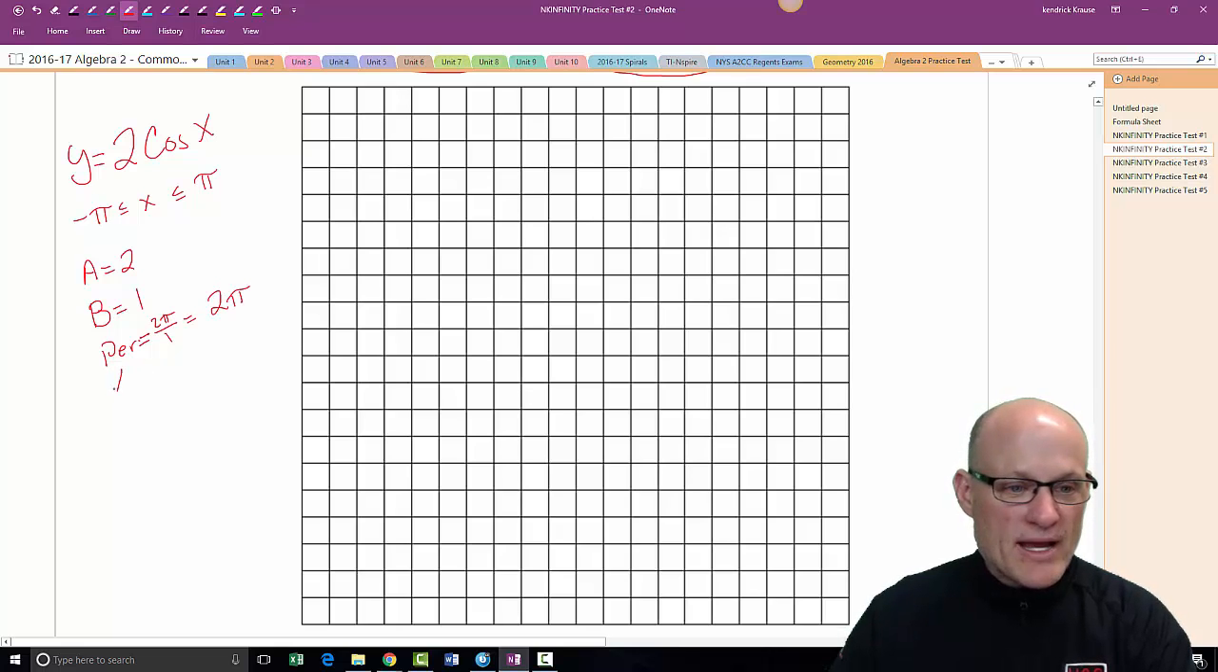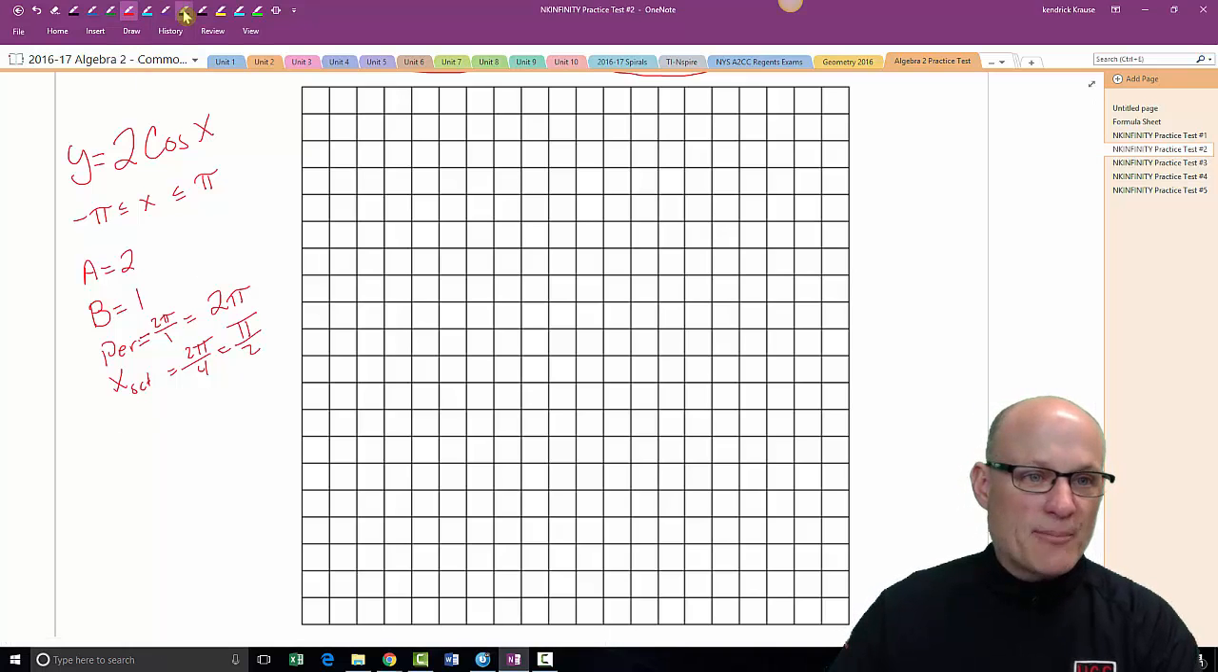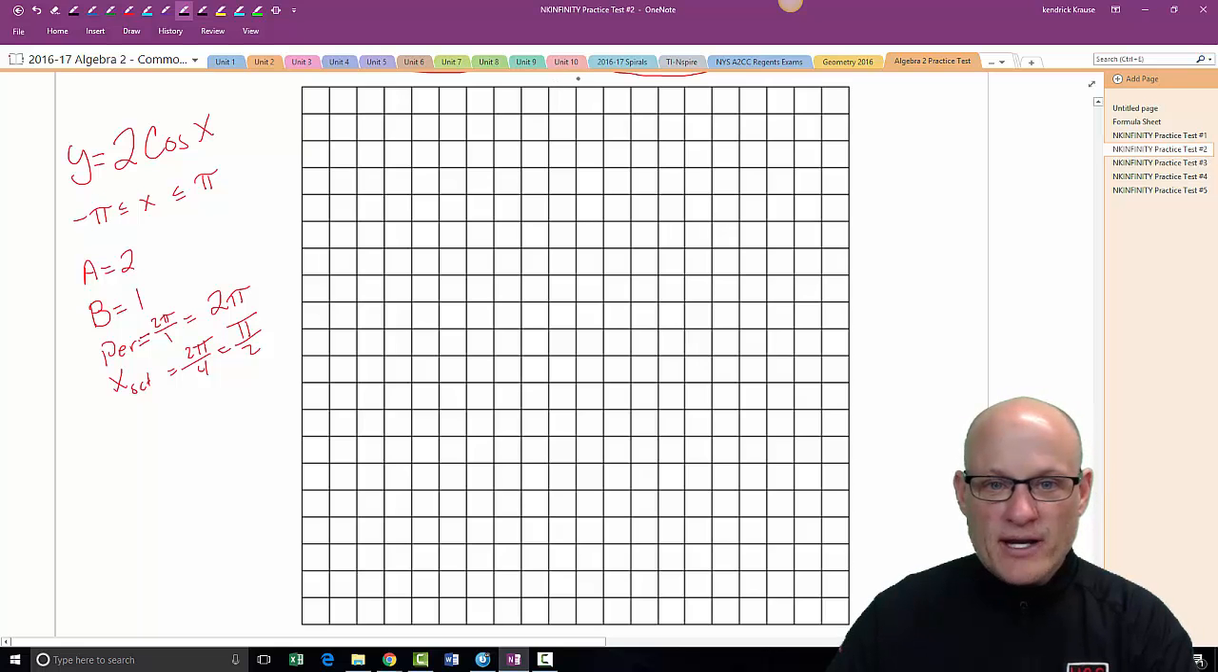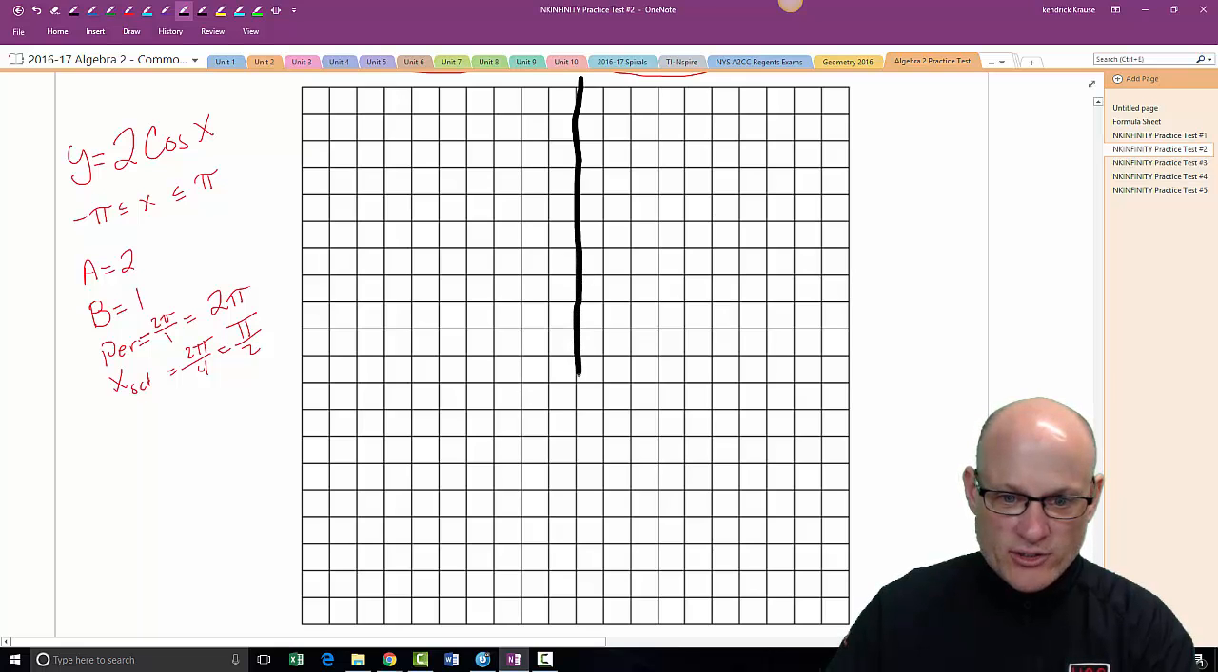Now I want to come up with my x scale. So my x scale will be 2 pi over 4, which is pi over 2. All right, so there I'm going to stop it. Because I want to graph from negative pi to pi, I need to put an axis in the middle. You will have a straight edge on your exam. I expect you to draw this nice and neatly.